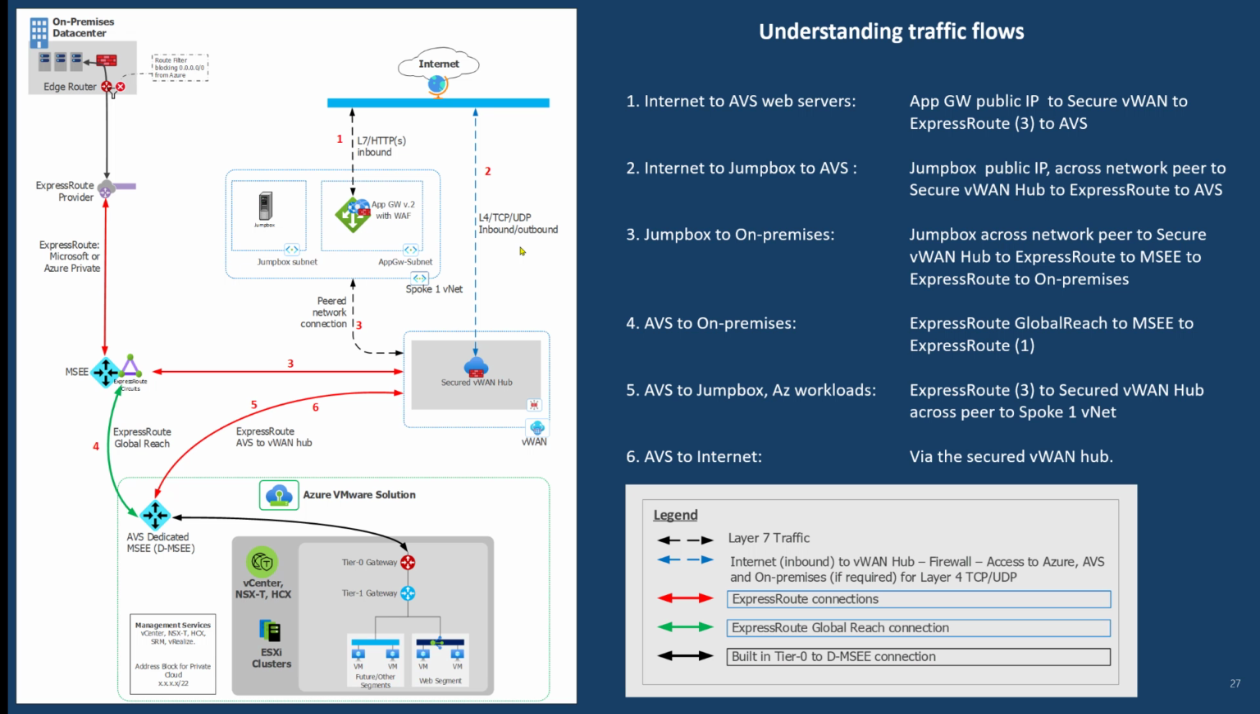And in this session, I'm going to walk you through the routing that's required when you set up a vWAN with Azure VMware Solution and an on-premise data center. We're going to go through the ExpressRoute connections, the ExpressRoute Global Reach connections, and we're going to look at the routing to understand what we're actually doing. We'll look at the route tables on each of these devices.